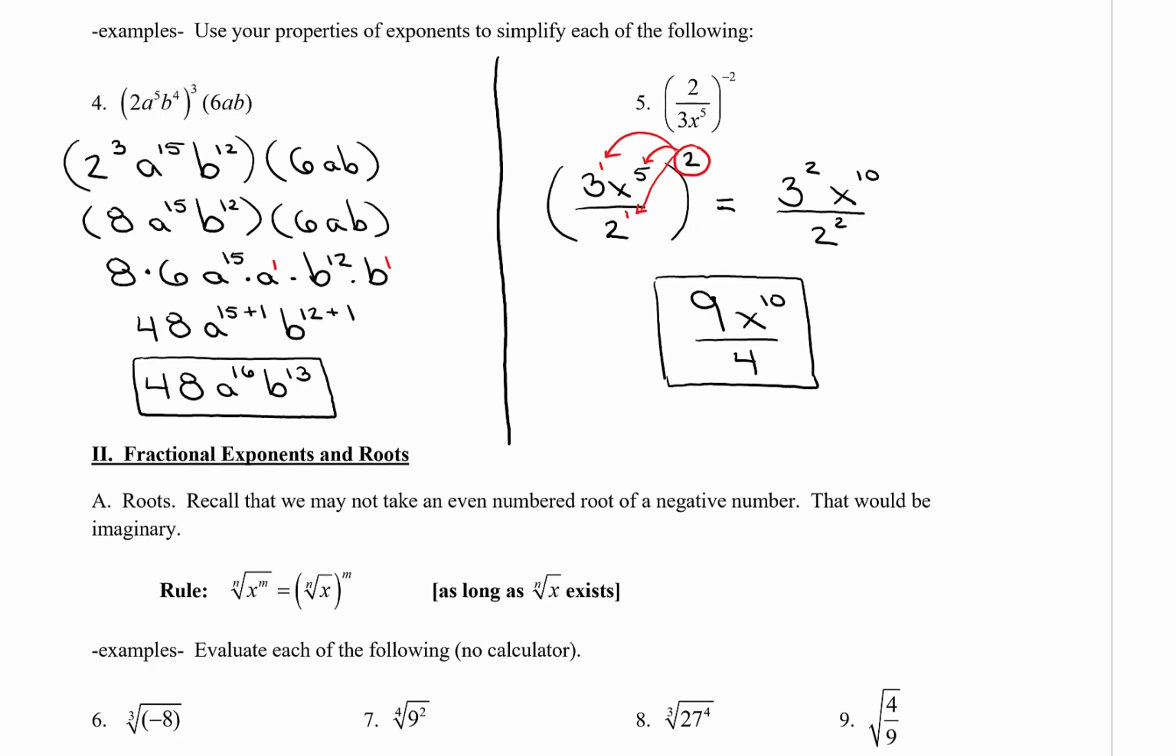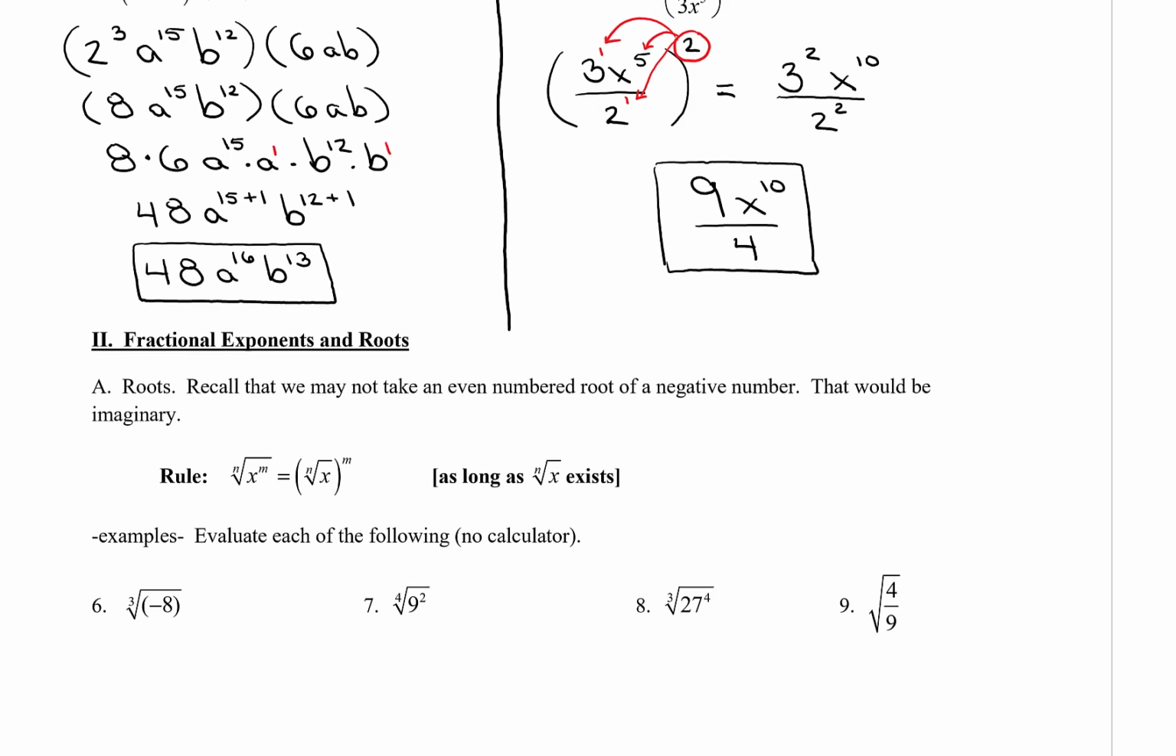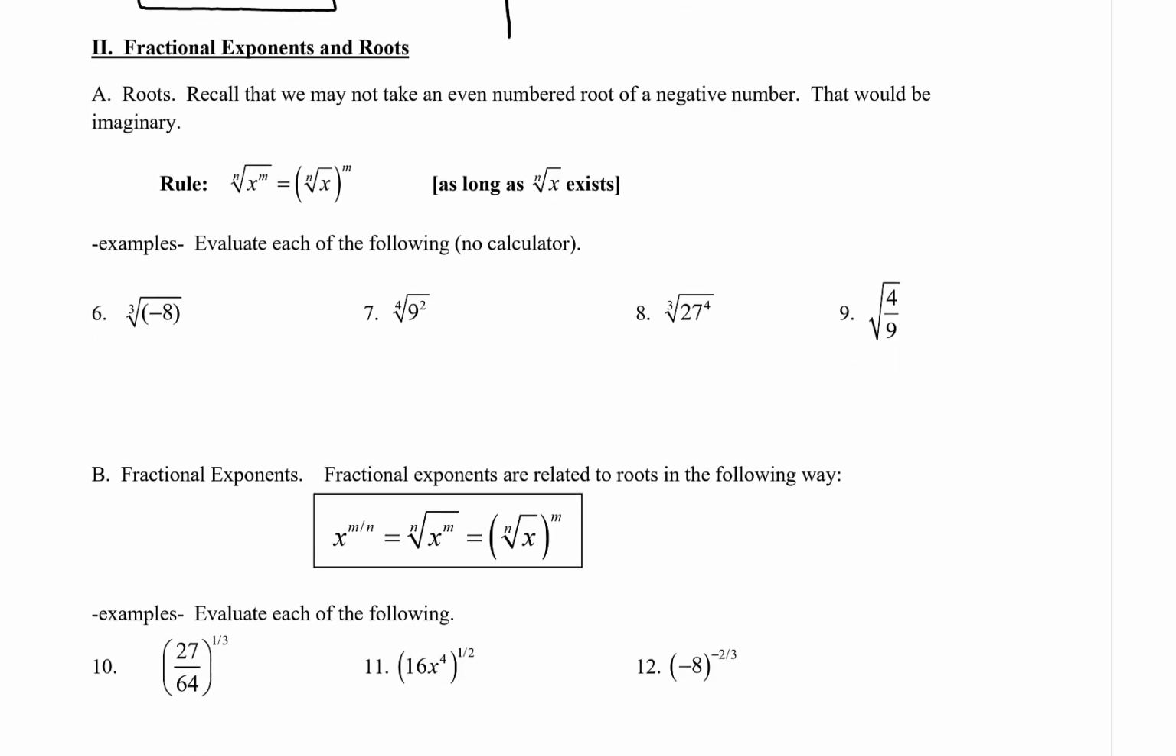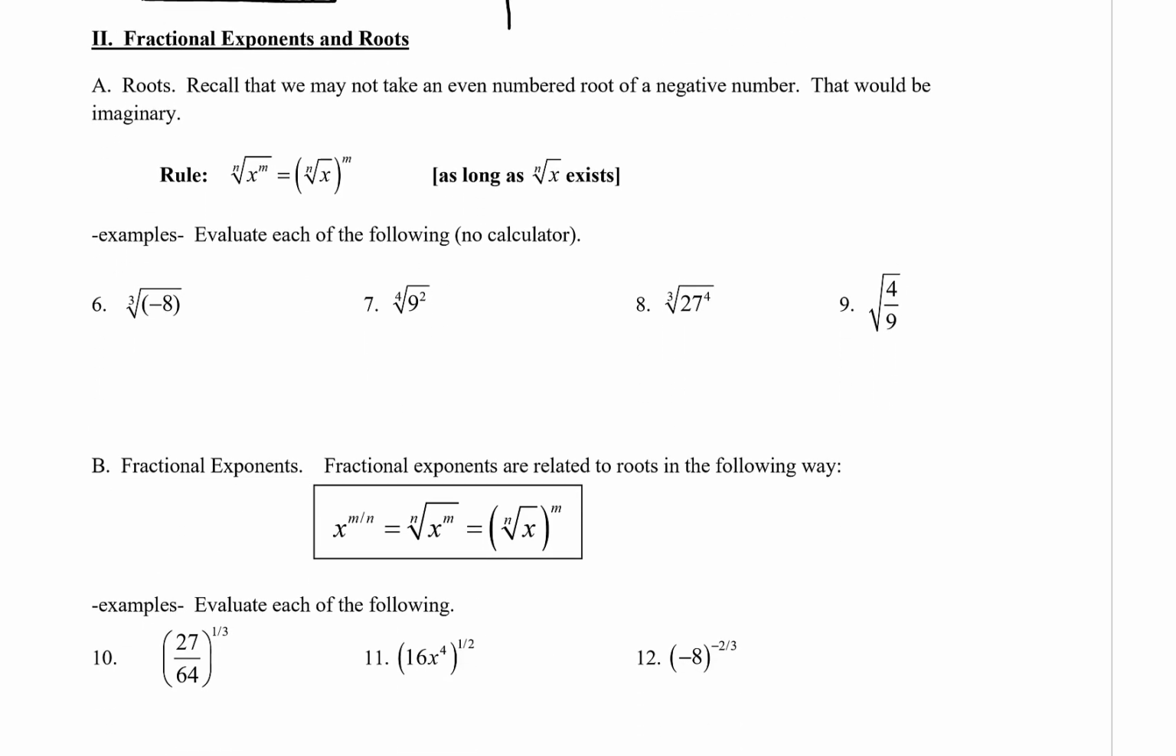Part 2, fractional exponents and roots. A, roots. Recall that we may not take an even numbered root of a negative number. That would be imaginary. So our rule here is going to be the nth root of x raised to the m power is equal to the nth root of x, all within parentheses, raised to the m power, as long as the nth root of x exists. Examples. Evaluate each of the following, no calculator.